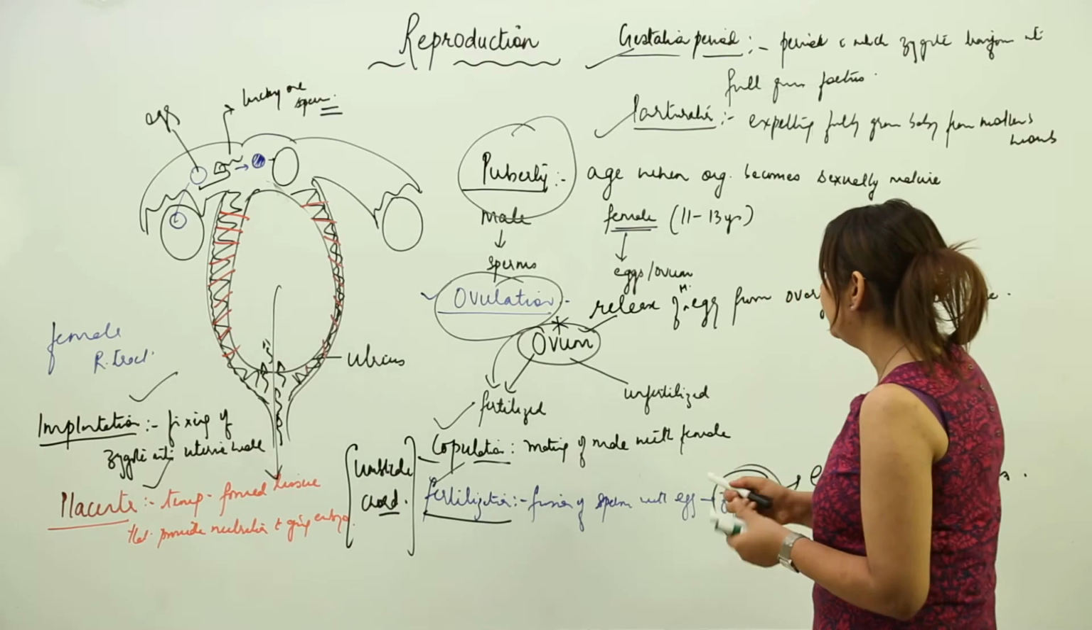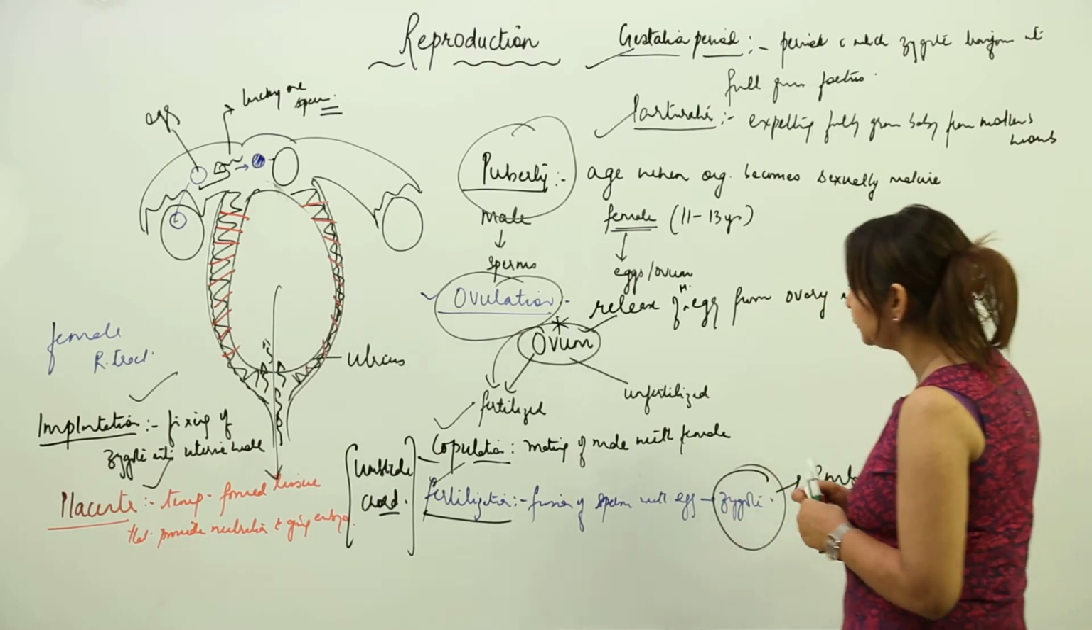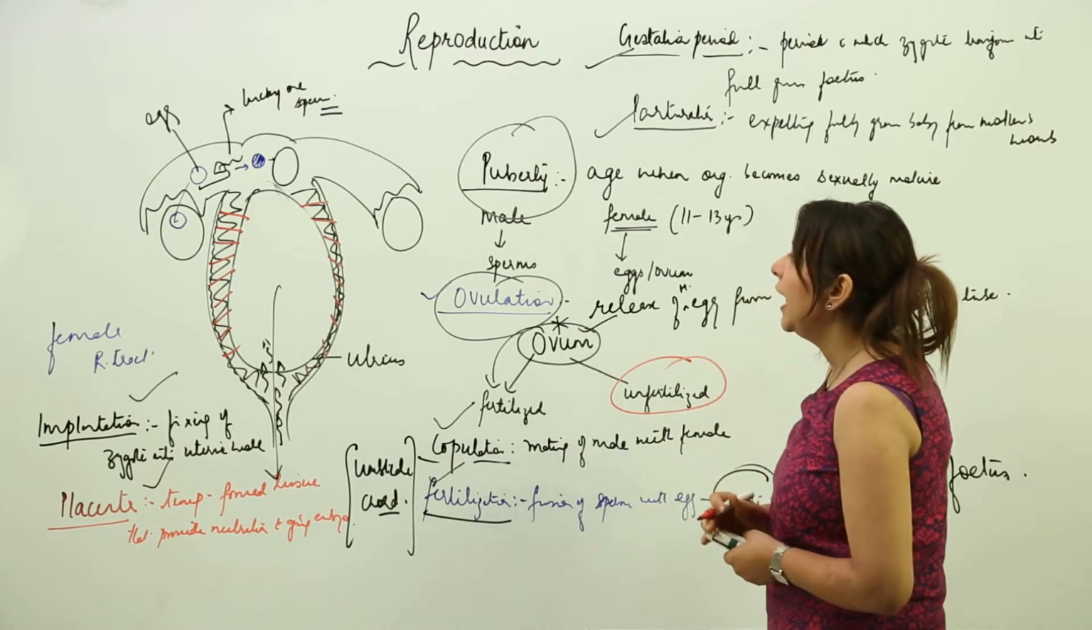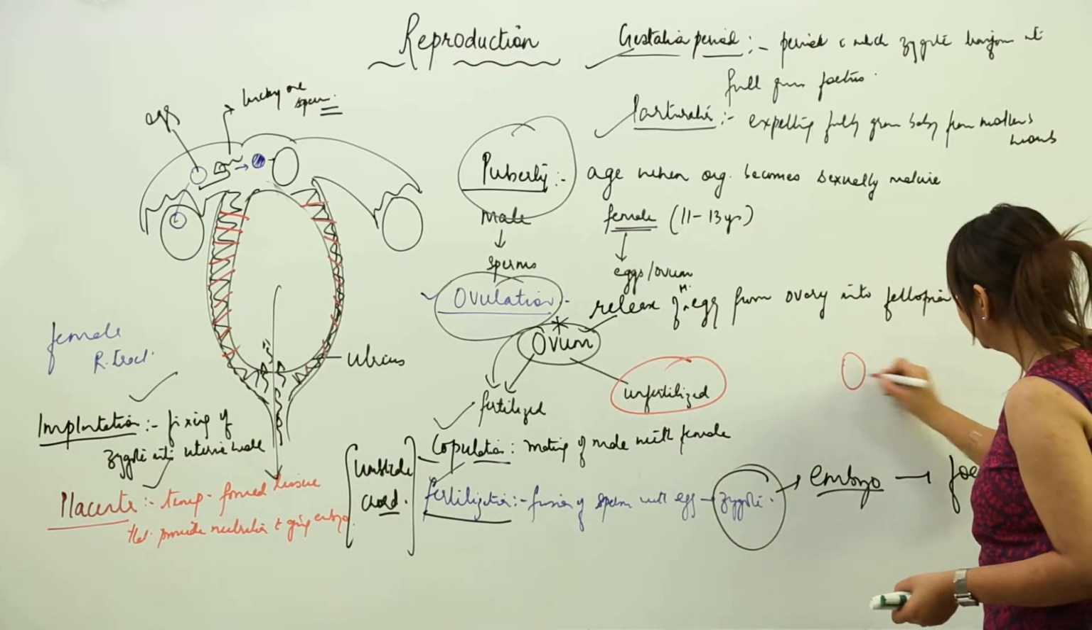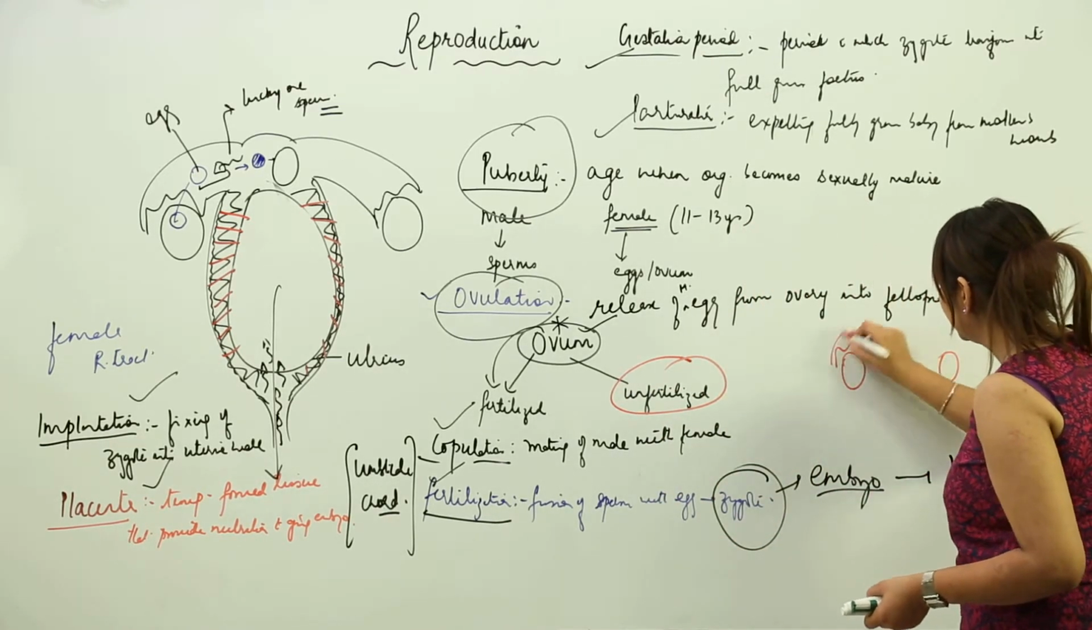But what if it remains unfertilized? Then what happens? As we know, I'm just going to draw the structure here again.